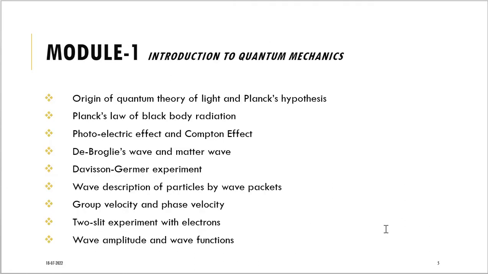In module 1 we have 9 subtopics, and today we are going to discuss the first subtopic, which is the origin of quantum theory of light and Planck's hypothesis. After that we will go to Planck's law of black body radiation, and how we can derive the black body radiation formula. Then the photoelectric effect and the Compton effect, de Broglie's wave, the matter wave, the Davisson-Germer experiment to prove de Broglie's wave, description of the particle by wave packet, and group velocity and phase velocity of de Broglie's waves.